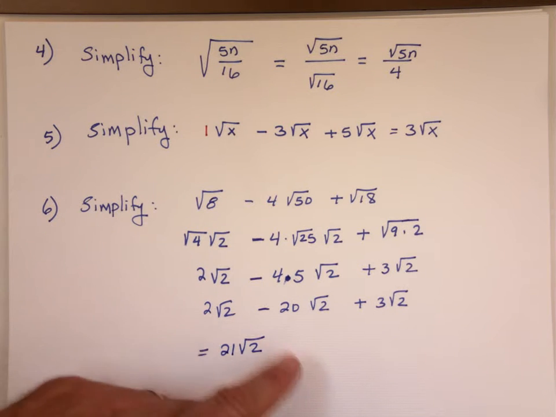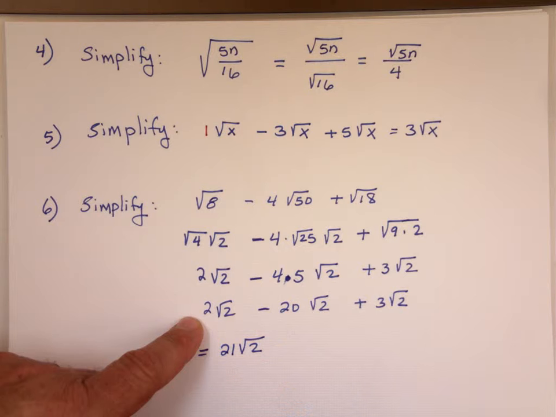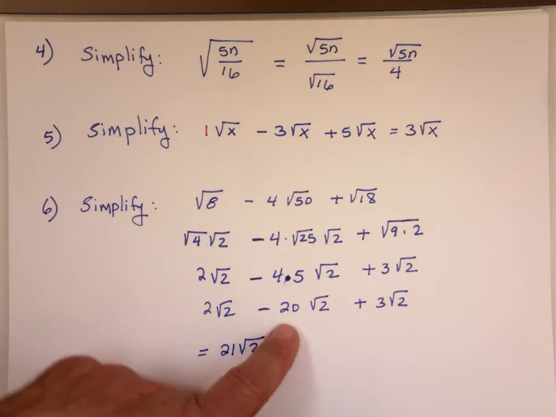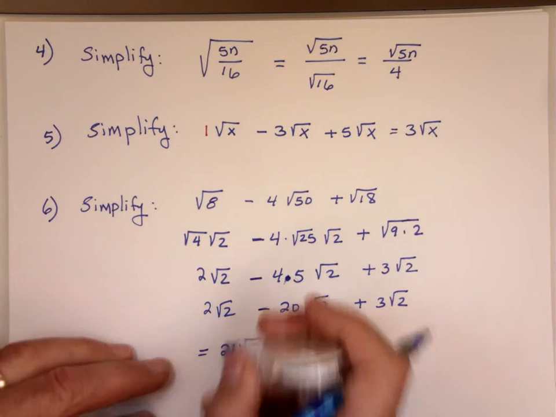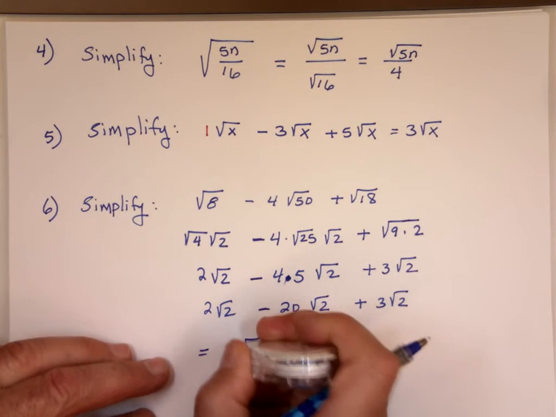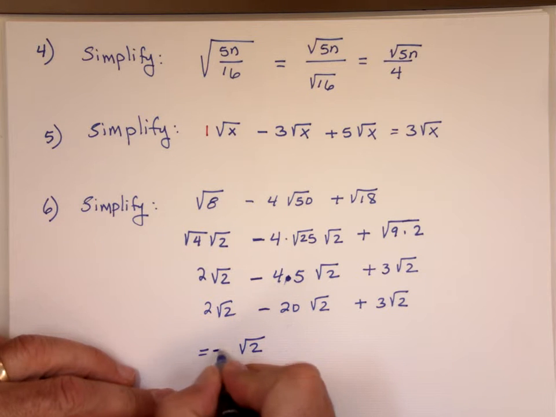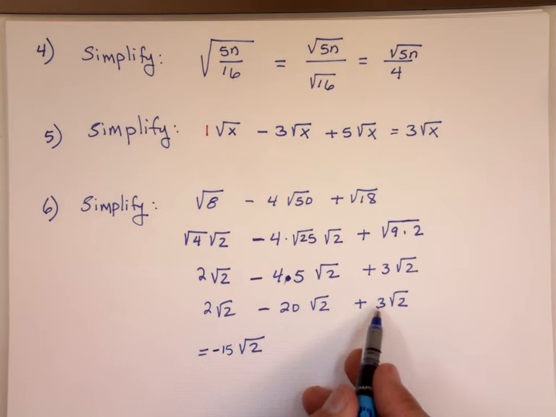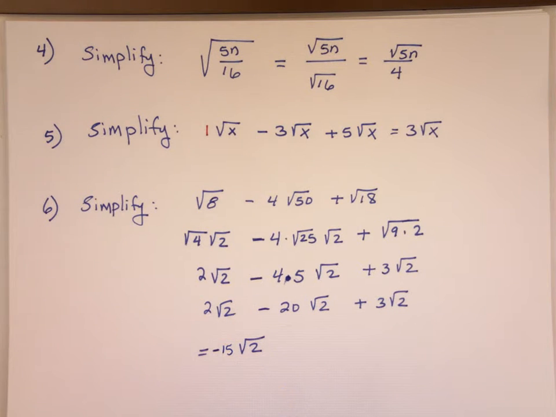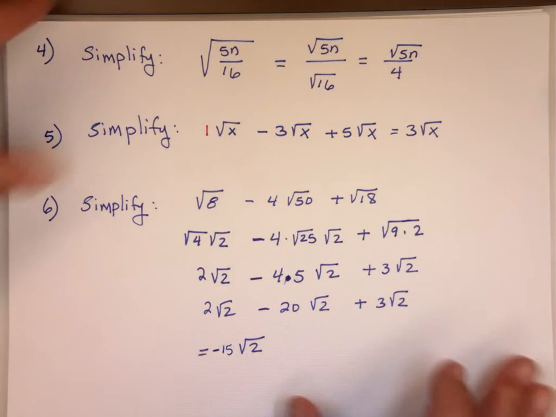Wait a minute. My mistake. 2 minus 20 is what? Negative 18 plus 5 is negative 15. Fell asleep here. Two minus 20, or 2 and 3 is actually a 5. 5 minus 20 is negative 15. It's been a long day.